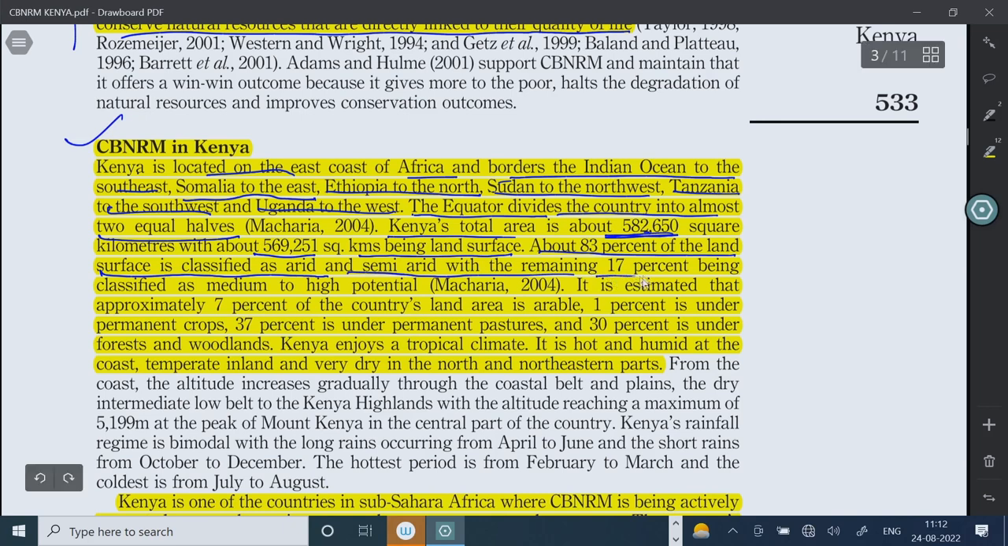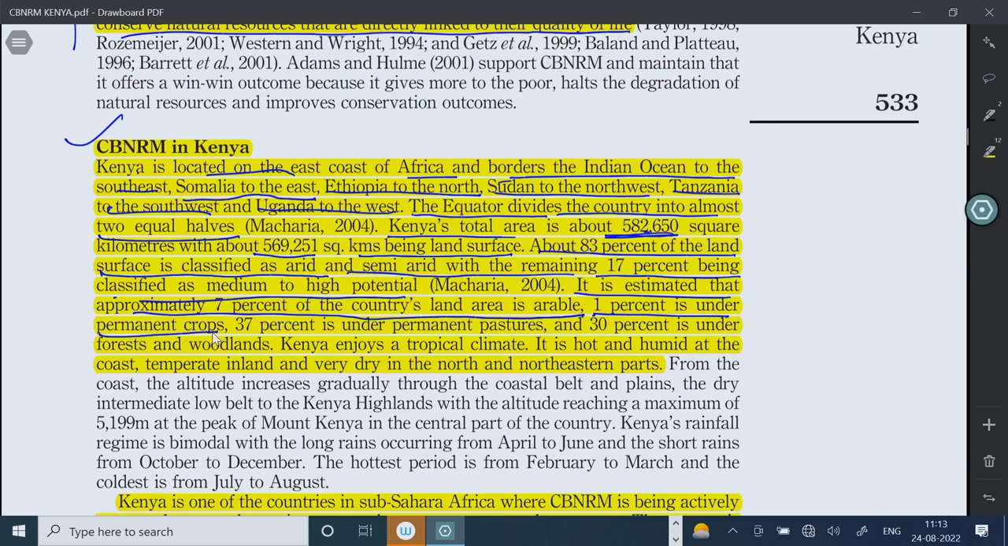The remaining 17% is classified as medium to high potential area, for forest, greenery and cultivation. It is estimated that approximately 7% of the country's land area is arable. Arable means where you can grow crops, where agriculture can take place. Only 7% of the country's total land area. Only 1% is under permanent crop, 37% is under permanent pasture, and 30% is under forest and woodland. So, you can imagine a major area of the land surface is covered by forest and woodlands.